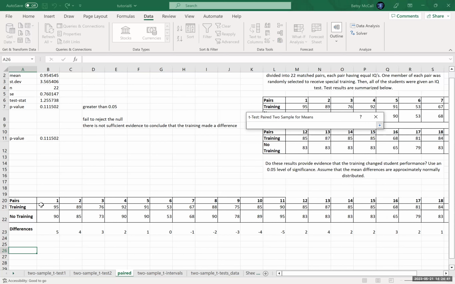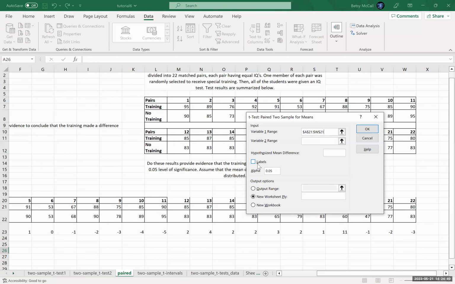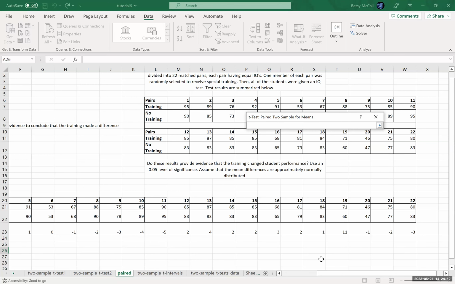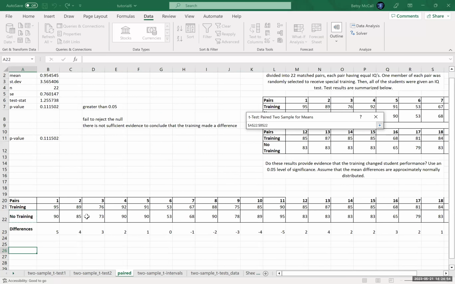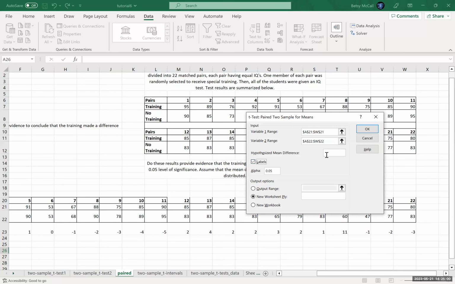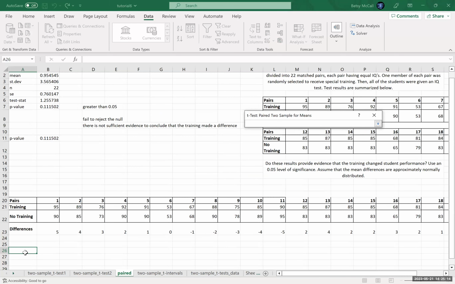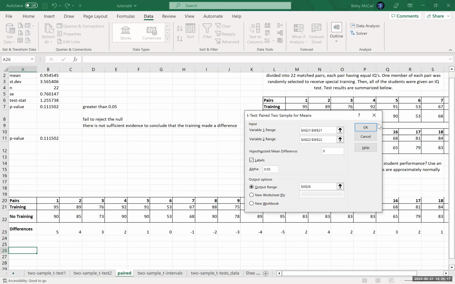Variable 1 range. Now I'm highlighting the labels here, so I'm going to have to check the labels box. And then group 2. Labels. Hypothesized mean difference is 0. That's the null hypothesis, that there's no change. Our alpha value, and we're going to put the output range. I'm going to put it down here on the bottom, so it's kind of out of the way. And then we're going to hit OK.